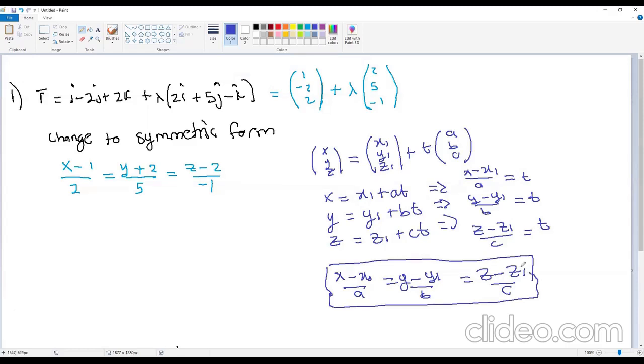So now let's do the question about parallel lines. Let me just share this. Can you see this picture? Just copy it. Okay, just erase this.